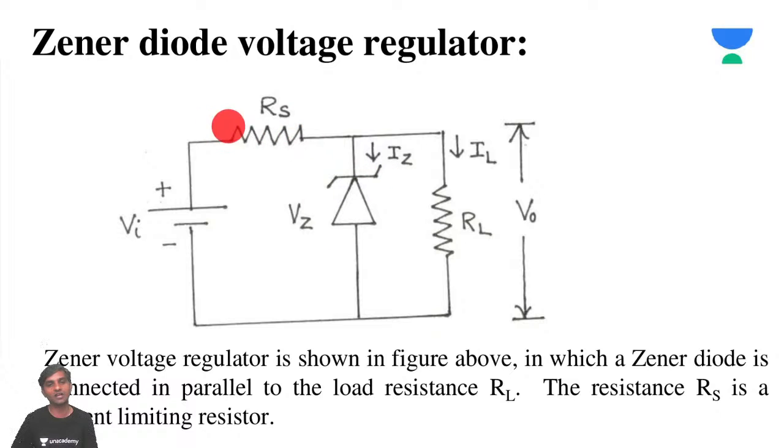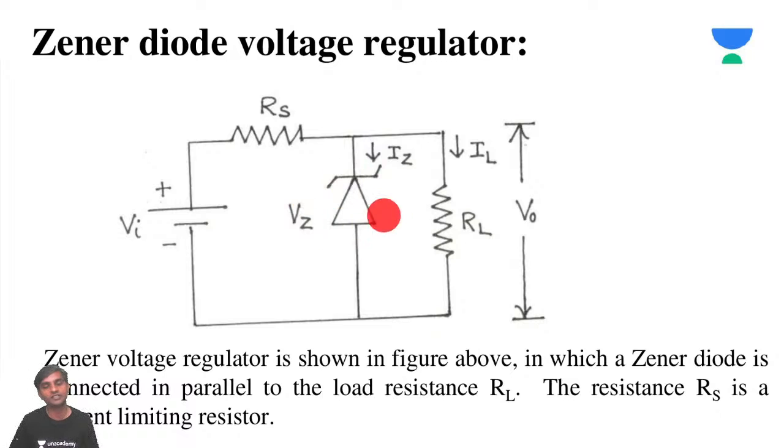You can use this resistor RS to protect the Zener diode. Current limiting means it is trying to decrease the current such that the load will not be affected by the increase in current. So I use this RS as a current limiting resistor. Are you able to see it now? This is a voltage regulator.